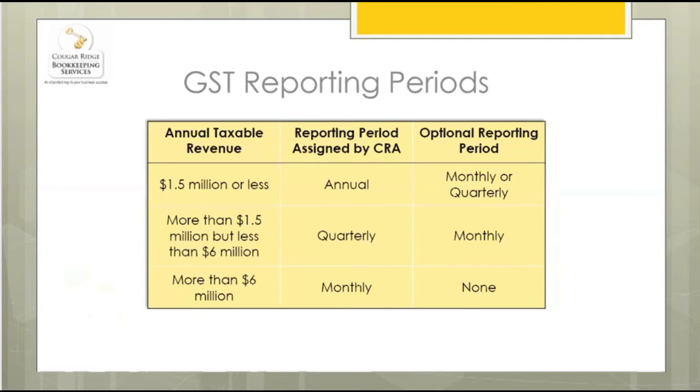If you have more than $1.5 million but less than 6, you'll automatically be put to quarterly, and you could ask for monthly. If you're really great at your business and you're making more than $6 million a year, you will have to do monthly remittances.